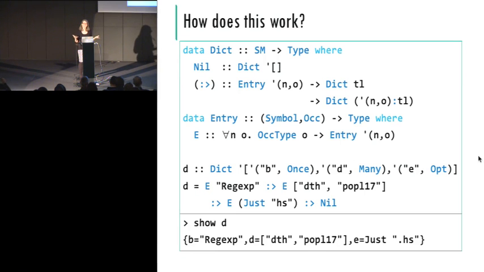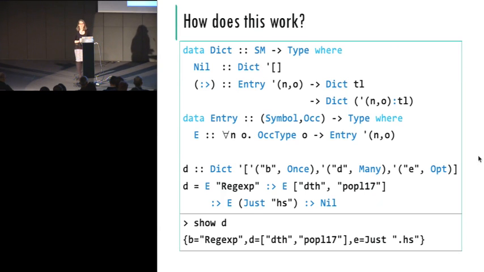I wrote some code to print out dictionaries. It's printing out the names of the capture groups. But where are those names coming from? Those names are not stored at runtime in the dictionary. The entries only have the values. They don't store the names. The names are only part of the types. So the show implementation has to get that runtime information, the string for that capture group name, and put that in the output.